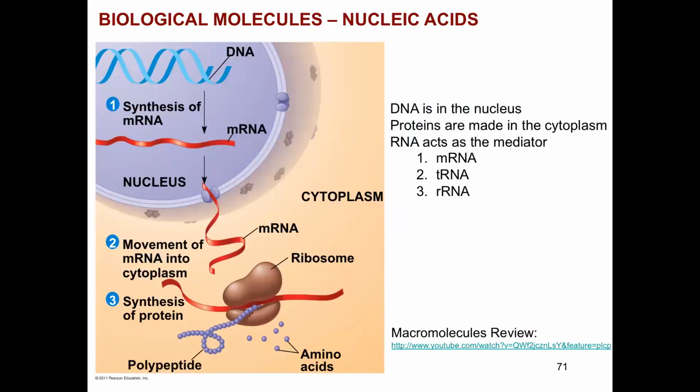Now, we're going to go over this again in lecture, but remember our DNA codes for those proteins. We have to get that coding out into the cytoplasm where we make those proteins, and RNA is the go-between. Of that we have 3 flavors: mRNA, messenger RNA; tRNA, which is transfer RNA; and rRNA, which is ribosomal RNA. But we will go over that later. I'm not going to test you on that yet.